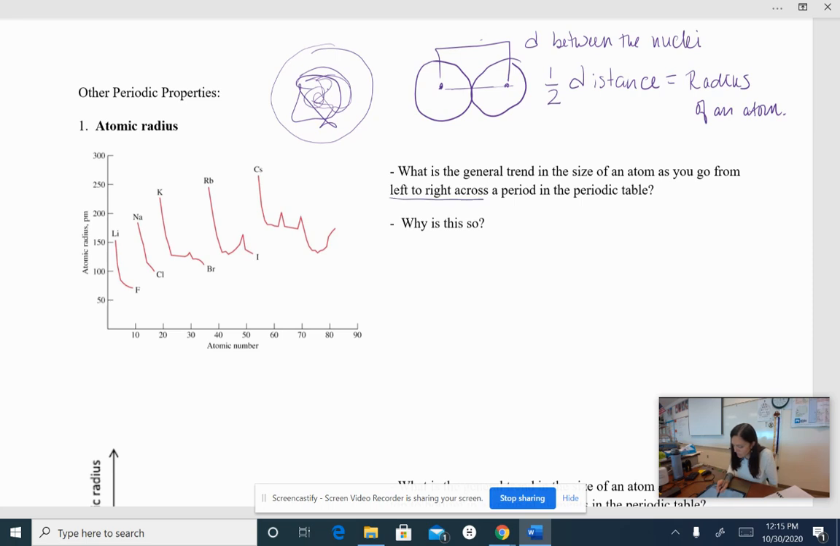Okay? So let's look at the size as we go from left to right across a period in the periodic table. Now, if you remember, the periods on the periodic table were the rows, left to right. So let's look at our first period. Our first period is really just helium and hydrogen. So we're going to look at our second period here. Lithium is where we start on the left, and fluorine is where we end up on the far right. And as we go from left to right, you'll notice that the size of the atom goes down. Same thing for our third period. Sodium is where we start at our left.